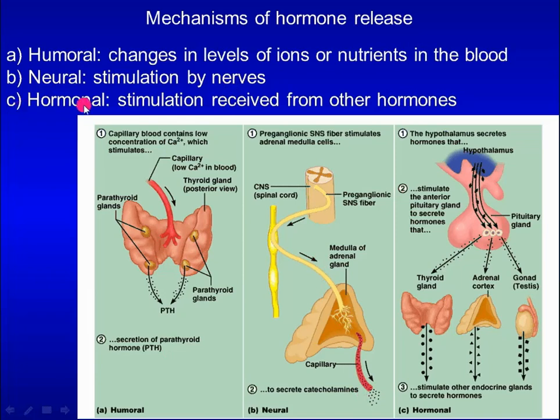Hormonal mechanism is a response to stimulation by other hormones, such as release of hormones from anterior pituitary glands in response to stimulation by hormones from hypothalamus, and release of hormones from thyroid glands, adrenal cortex, and gonads in response to stimulation by hormones from pituitary glands.